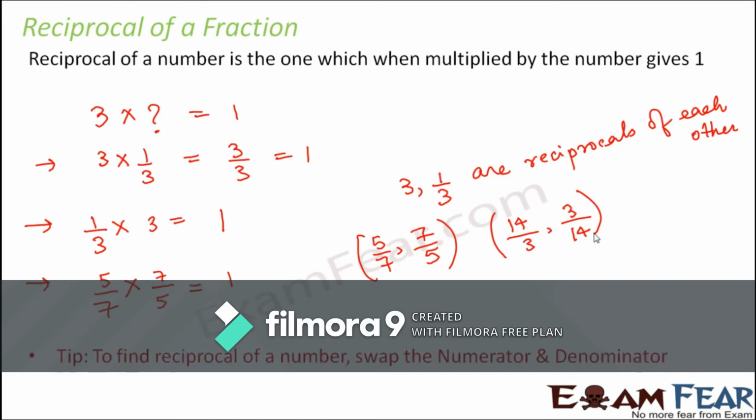So one simple tip to find the reciprocal of a number is just swap the numerator and the denominator. And that is going to be the reciprocal of the number. Now if I ask you what would be the reciprocal of 0? Because 0 as such is 0 by 1. Now when you reverse it, what does it become? It becomes 1 by 0, which is not defined. So the reciprocal of 0 is actually not defined.